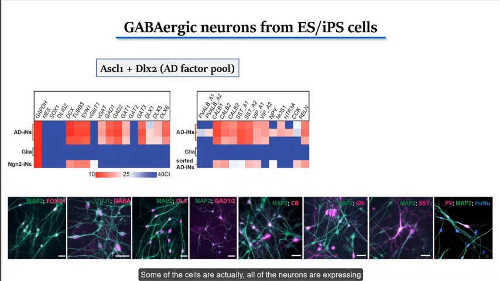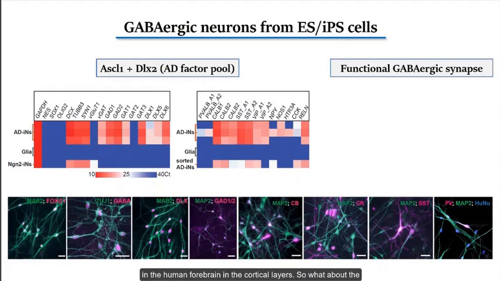Are they all expressing all markers? No. All the neurons are expressing FOXG1. FOXG1 is a forebrain identity marker. It tells you that these neurons we are generating have a forebrain identity. At the same time, they're also expressing GABA, so all neurons are GABA positive. They also express the DLX genes, and they have GAD65 and GAD67. But calretinin, somatostatin, and PV are subsets of cells expressing those individual markers, suggesting that with this protocol we are making a mixture of different types of GABAergic neurons that are present in the human forebrain, in the cortical layers.